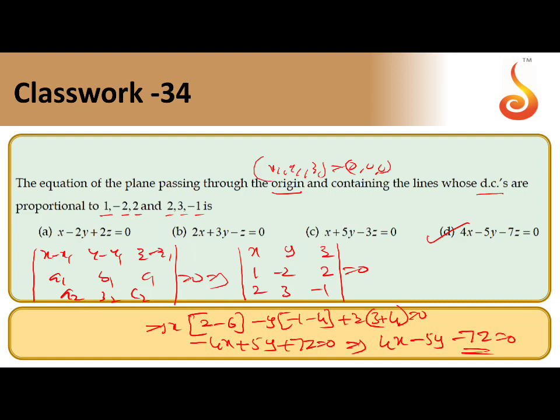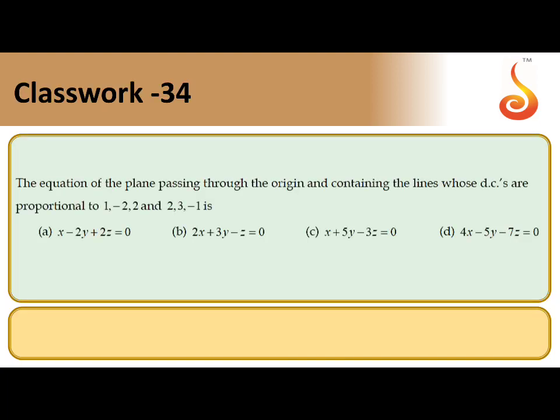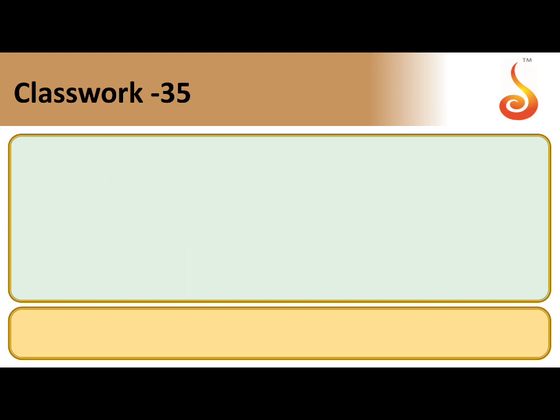Clear that one? The equation of a plane passing through x1, y1, z1 and with DCs proportional to the lines a1, b1, c1, a2, b2, c2 is given. This is a formula, and finding the value of the determinant we can get the answer for this one. I hope this is clear. Next one. Check the answer. Option D is the right answer.